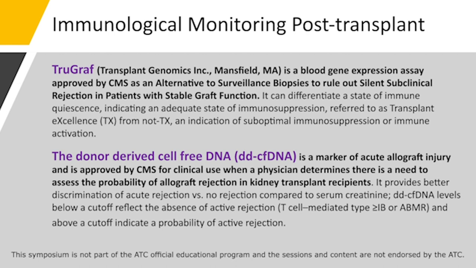The TruGraf result is reported either as TX, which means transplant excellence, or non-TX. A TX result rules out subclinical rejection with a high probability and hence the need for a protocol biopsy. A non-TX result, on the other hand, may suggest suboptimal immunosuppression or immune activation. The donor-derived cell-free DNA is available through several companies, including KRDX, which makes AlloSure, Natera, which makes Prospera, and Viracor, which makes TRAC. The donor-derived cell-free DNA is a marker of acute allograft injury and is supposed to assess the probability of rejection in kidney transplant recipients presenting with acute kidney injury.